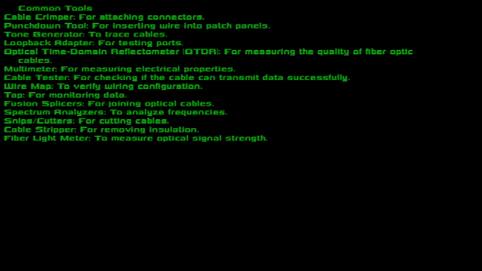Multimeter. For measuring electrical properties. Cable tester. For checking if the cable can transmit data successfully. Wire map. To verify wiring configuration. Tap. For monitoring data. Fusion splicers. For joining optical cables. Spectrum analyzers.